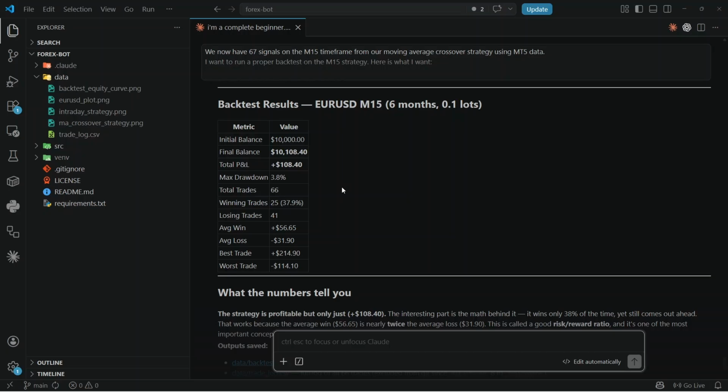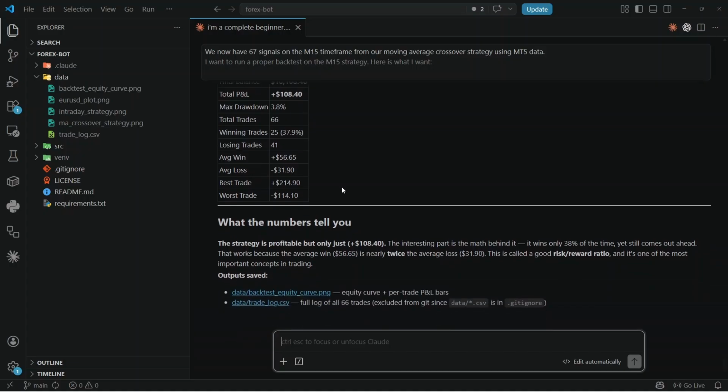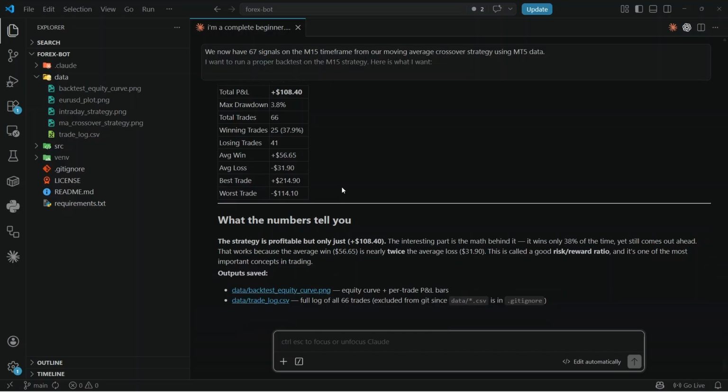And there's a very clear reason why, which I will show you in a moment on the equity curve. Best single trade plus $240.90. Worst single trade minus $114.10. Max drawdown 3.8%, meaning at its worst point the account was only 3.8% below its peak. That's actually very controlled for a strategy with a 38% win rate.